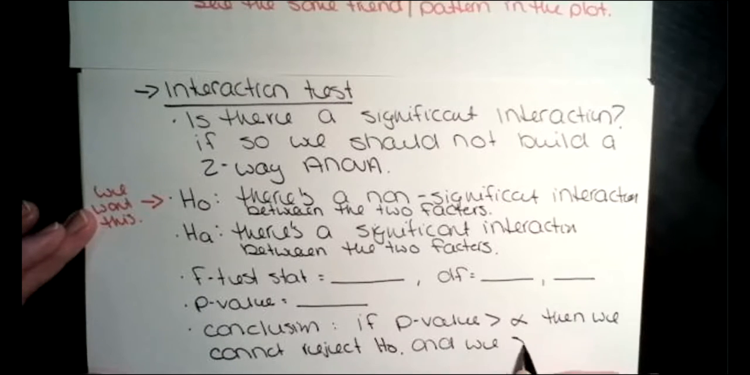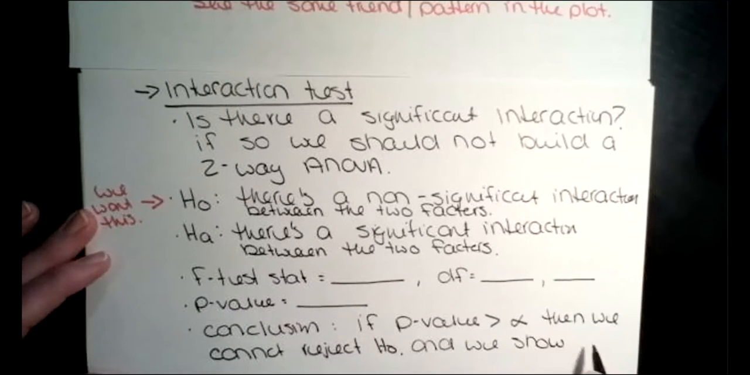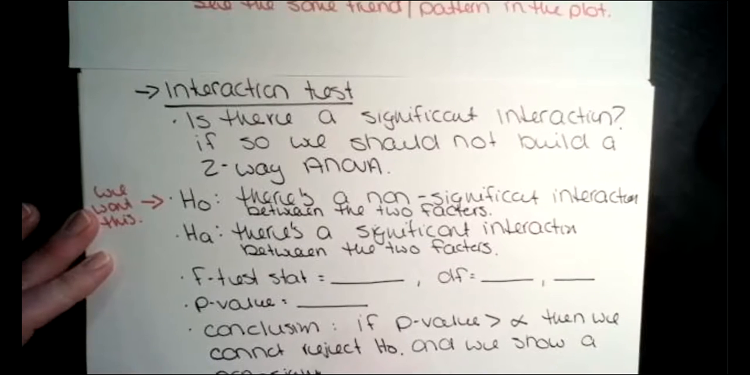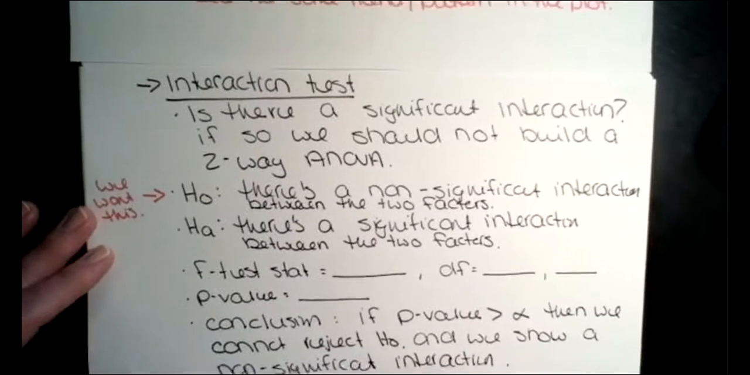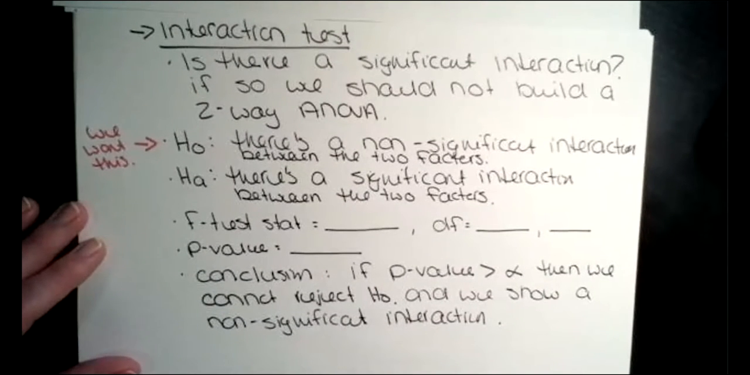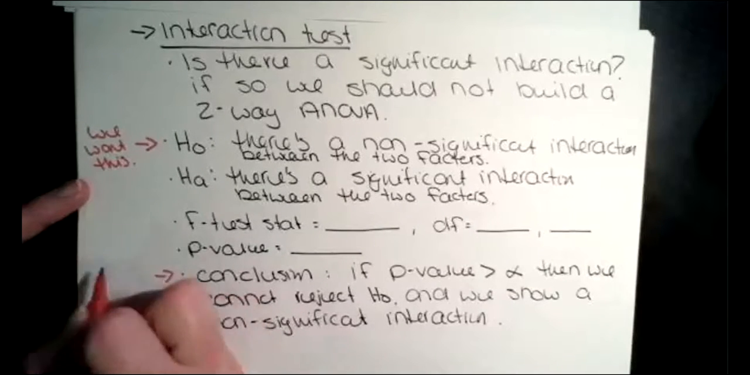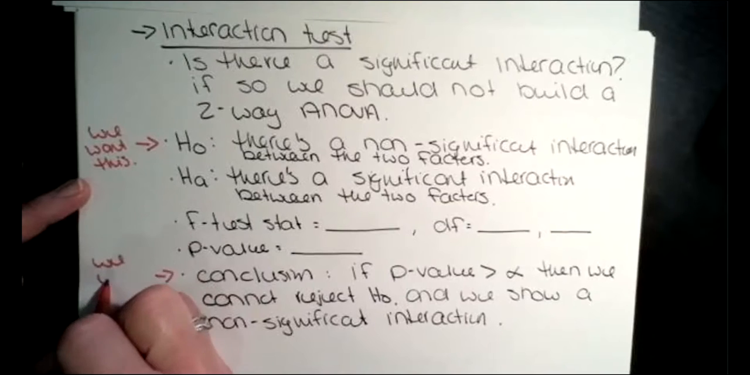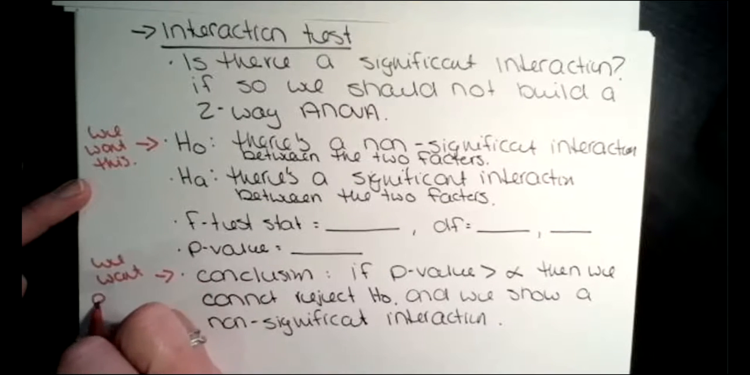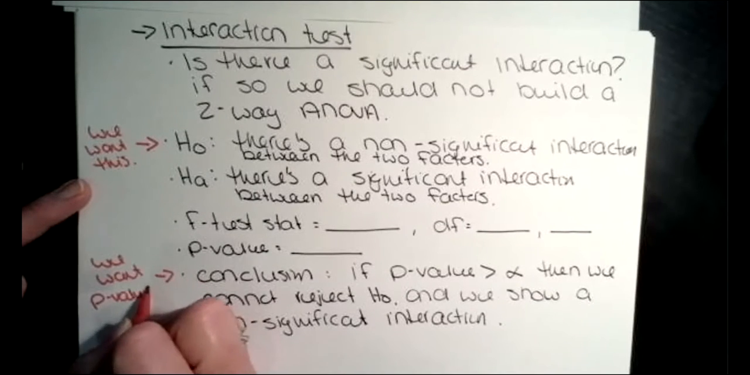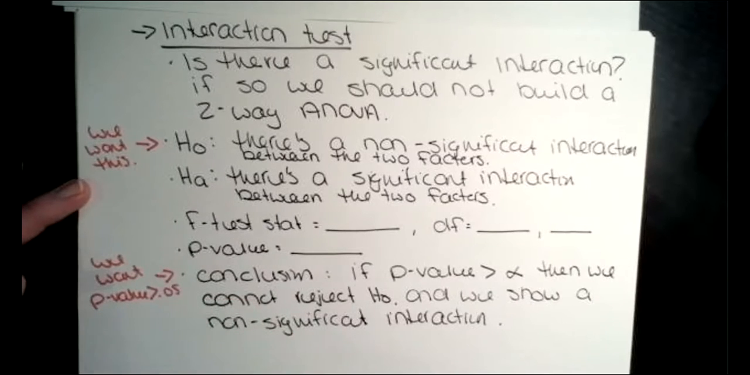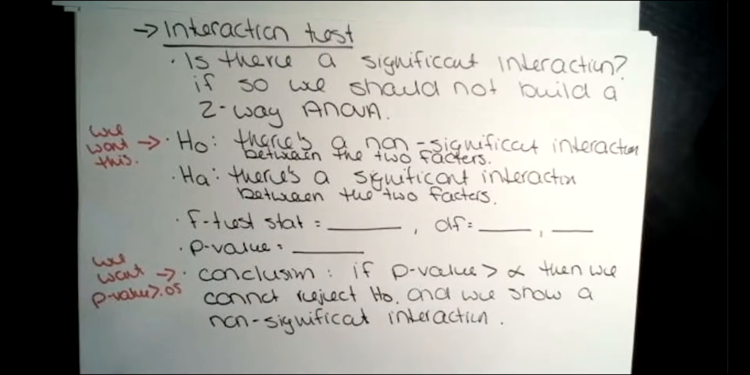And we show a non-significant interaction. And that's what we want, okay? So what we want is a p-value greater than 0.05, right, or alpha. We want that.